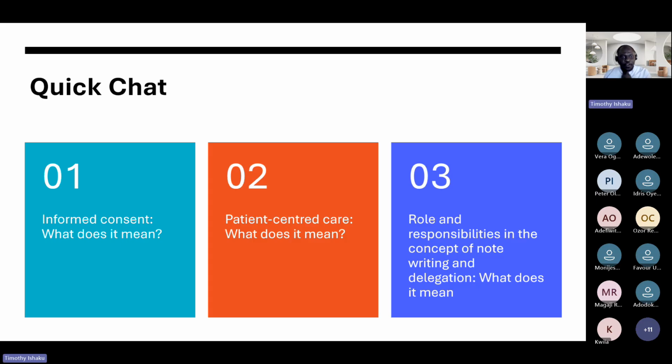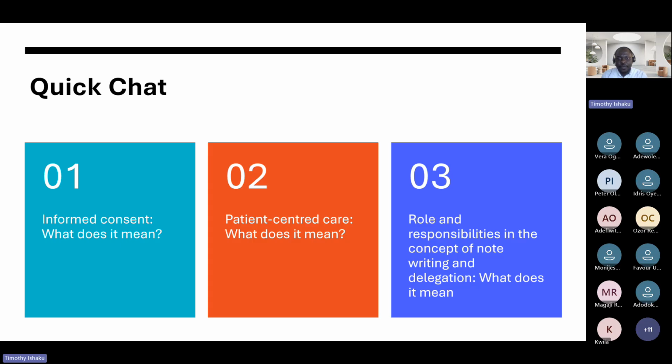By all means, please unmute yourself. It's good to hear your voice, to know that people are still listening, or you can put in information on the chat box. What do people understand by informed consent? Don't worry, there is no right or wrong.